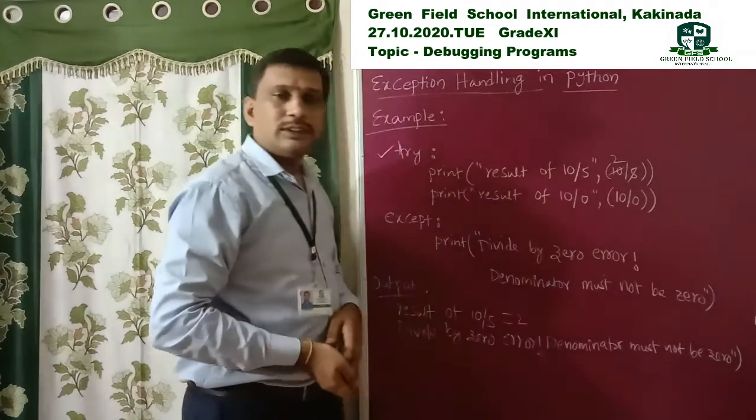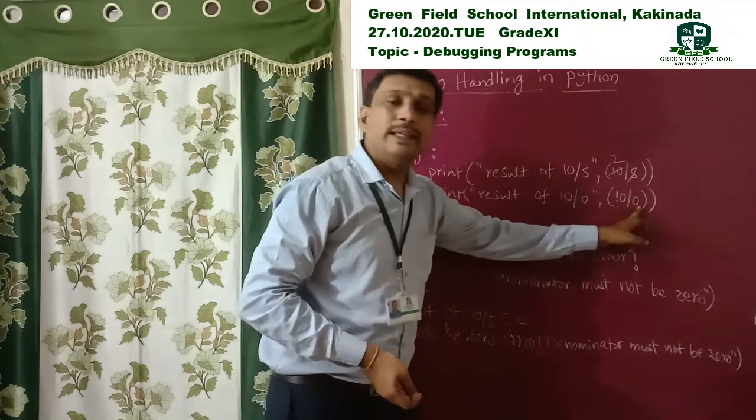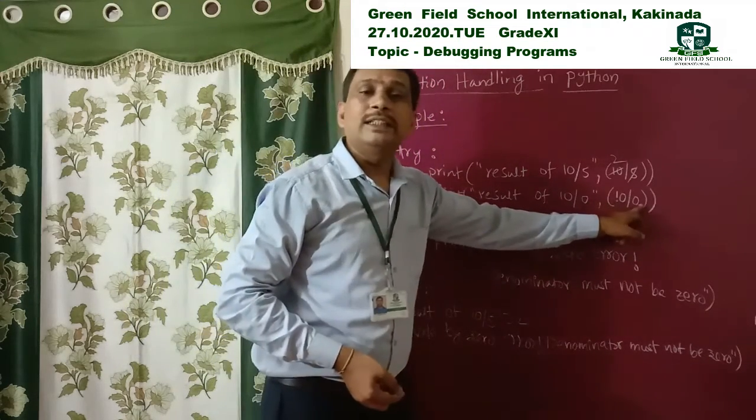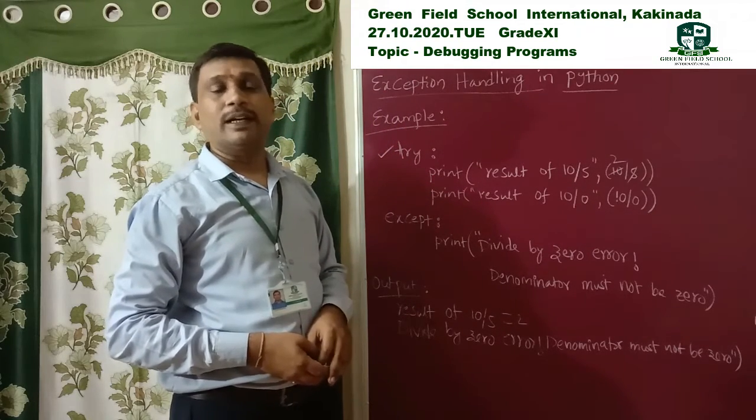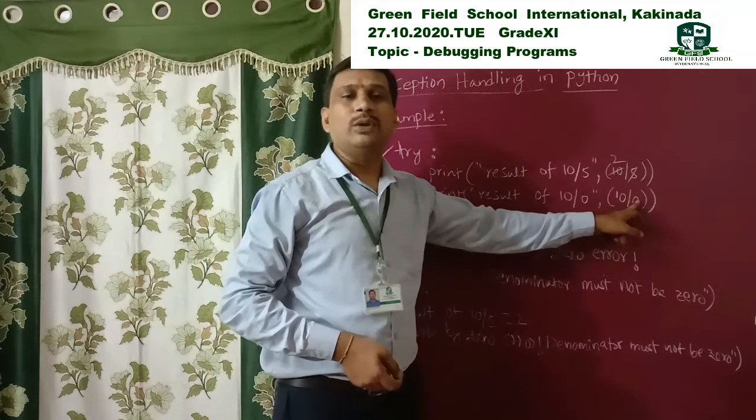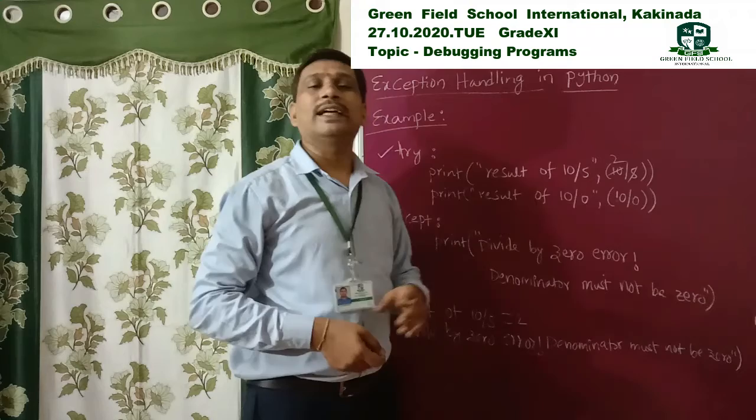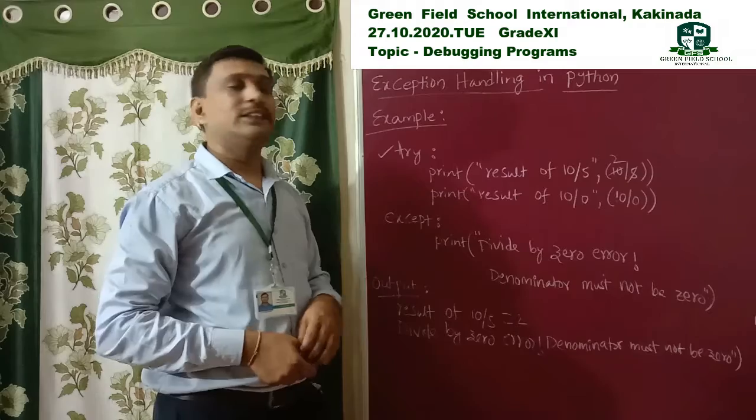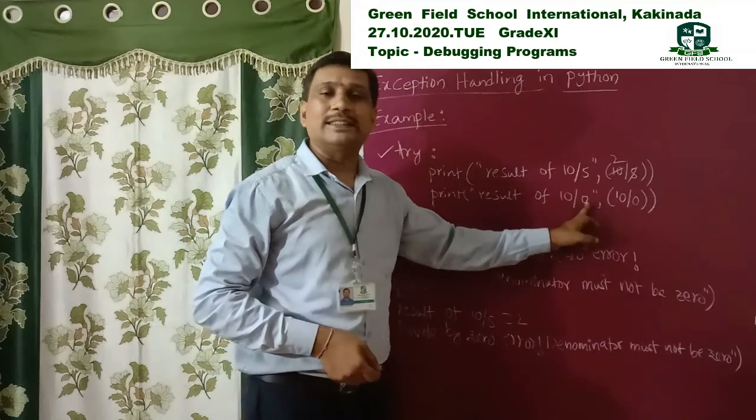Next, the result of 10 by 0. Observe this: 10 by 0 means here we divide 10 by 0. It is invalid in mathematics. According to mathematics, dividing any number by 0 is invalid. So that's why it returns an error. These errors are called exceptions, and the program immediately halts.